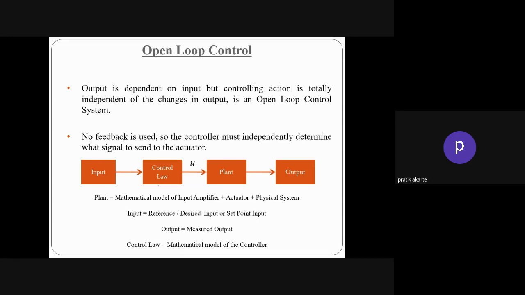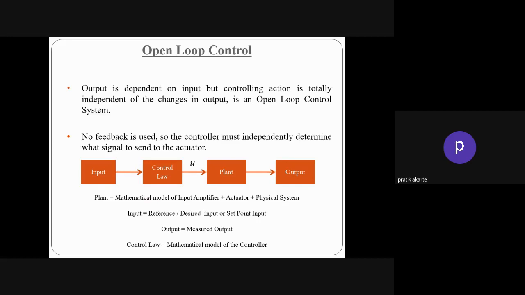So there is no feedback used, and the controller must independently determine what signal to send to the actuator. Here, the controller is not getting any information from the actuator regarding its position, or quantity, or the magnitude of the output. So the controller must independently determine what signal needs to be sent to the actuator, since there is no feedback used.